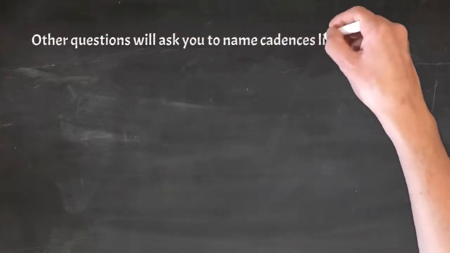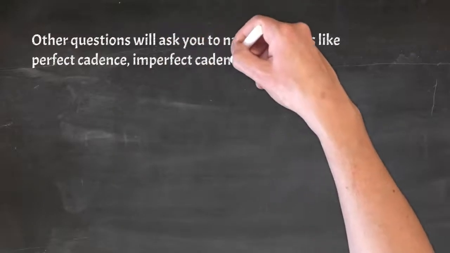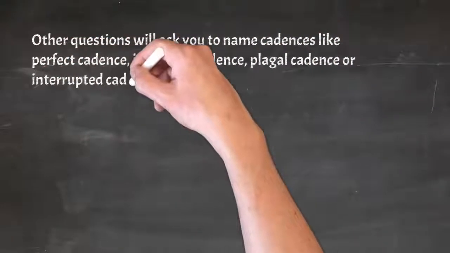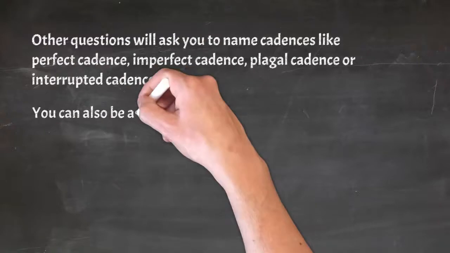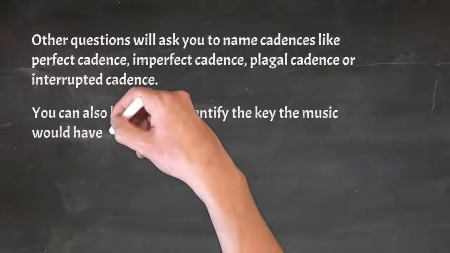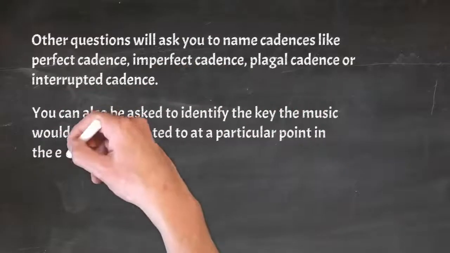Other questions you can expect here are naming cadences like perfect cadence, imperfect cadence, plagal cadence, or interrupted cadence. You can also be asked to identify the key the music would have modulated to at a particular point within the extract.